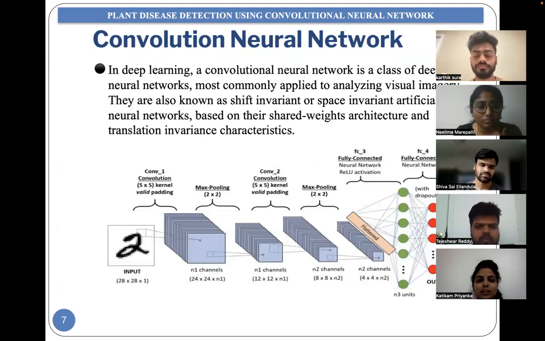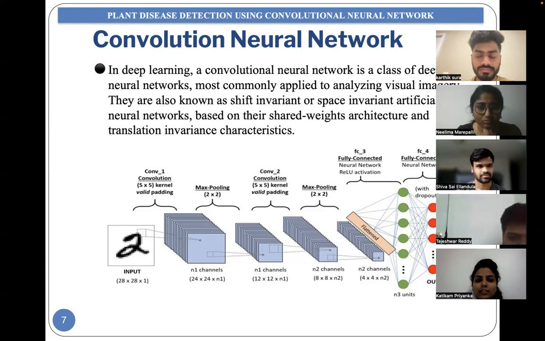Convolutional neural network. In deep learning, a CNN is a class of deep neural networks most commonly applied to analyzing visual imagery. They are also known as shift invariant or space invariant artificial neural networks, based on the shared weights architecture and the translation invariance characteristics. These are the characteristics of a neural network.